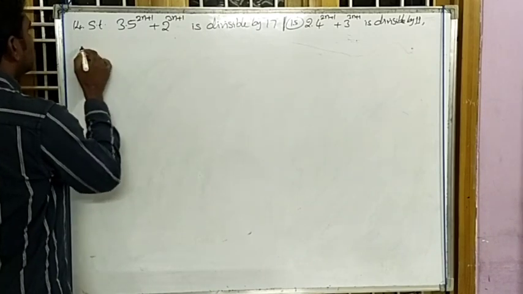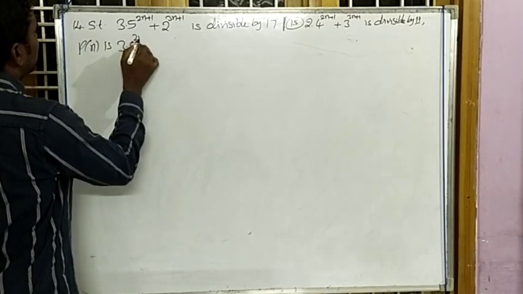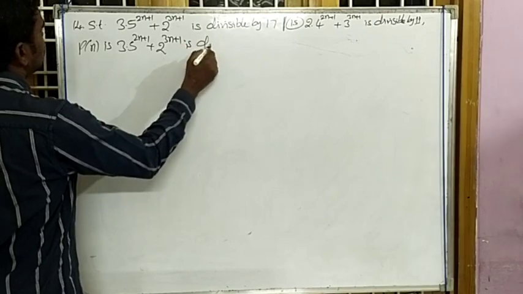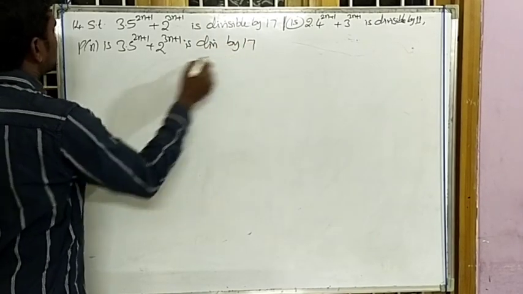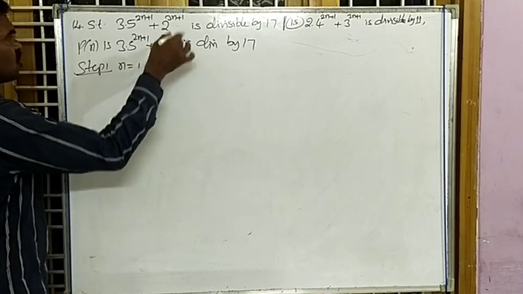So first, given that P of n is 3 into 5 power 2n plus 1 plus 2 power 3n plus 1, which is divisible by 17. So step 1, what is step 1? Take n equal to 1. At n equal to 1, what is the value?